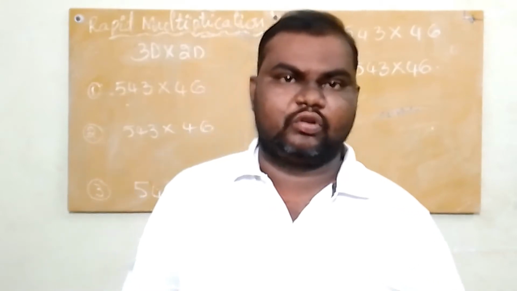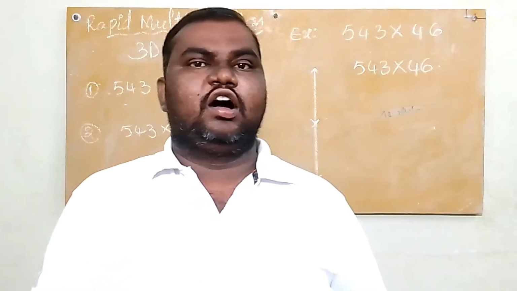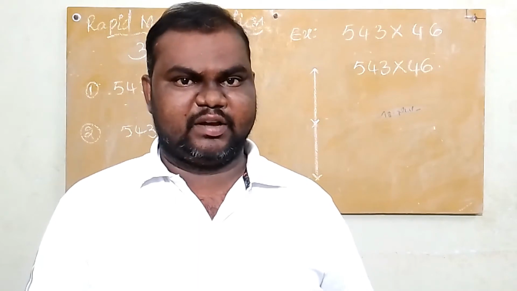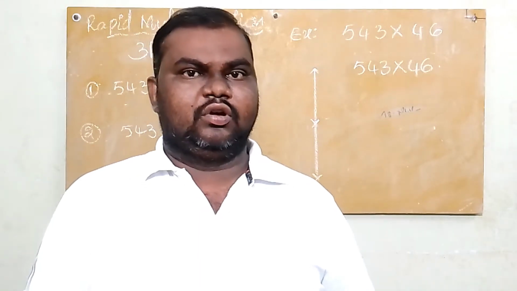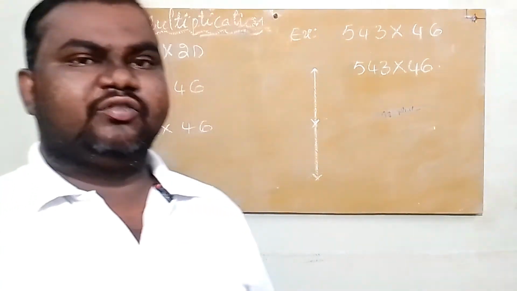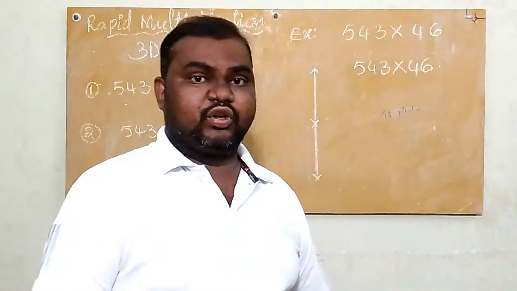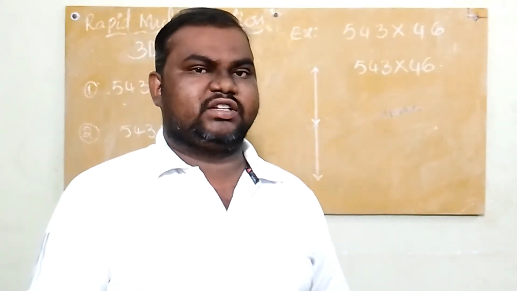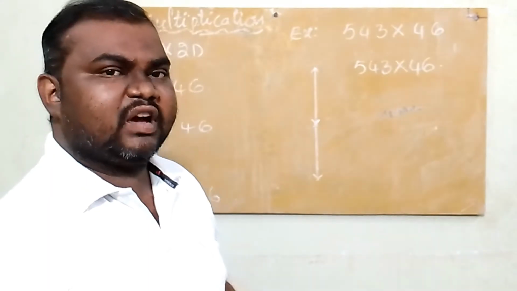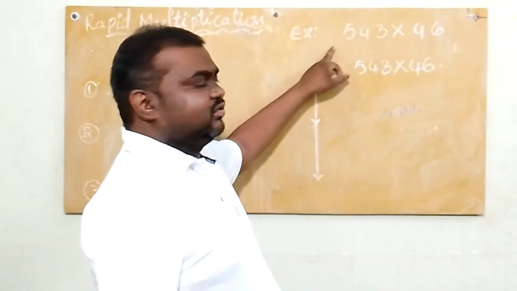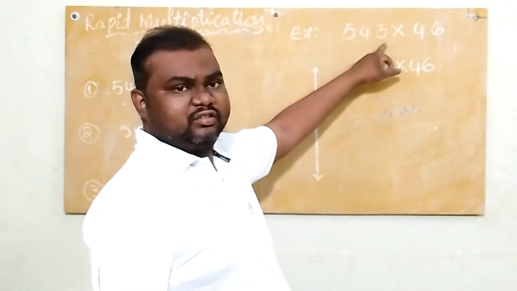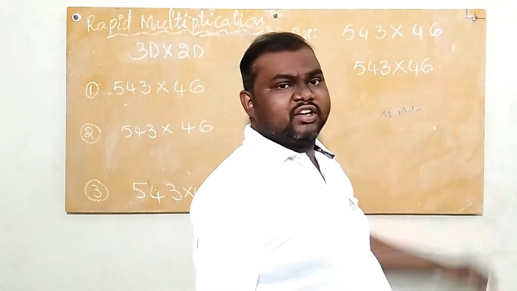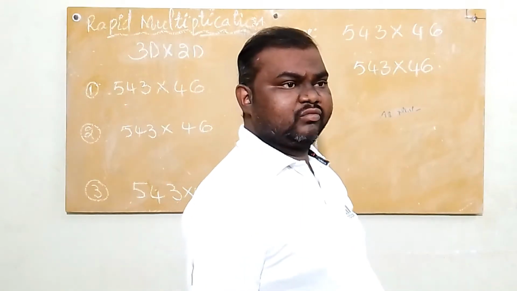In this video, we are going to discuss rapid multiplication of a 3-digit number by a 2-digit number. By taking an example, we can understand the concept or method first. Here we have an example: 543, which is a 3-digit number, is multiplying by 46, which is a 2-digit number.